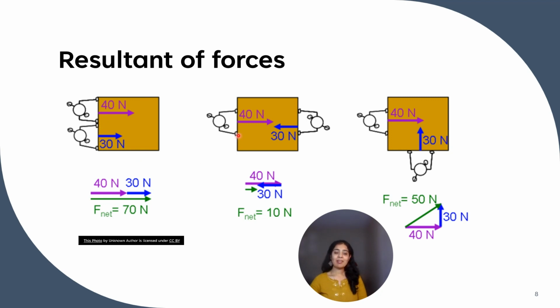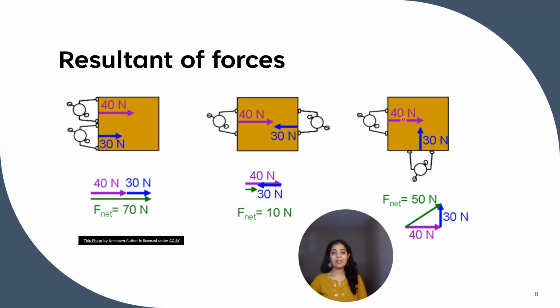In the second case, a 40 Newton force is applied towards the right and a 30 Newton force is applied towards the left. So F net, that is the total horizontal force acting on the body, will be 40 Newton minus 30 Newton, which will be equal to 10 Newton, and its direction will be in the direction of the larger force.